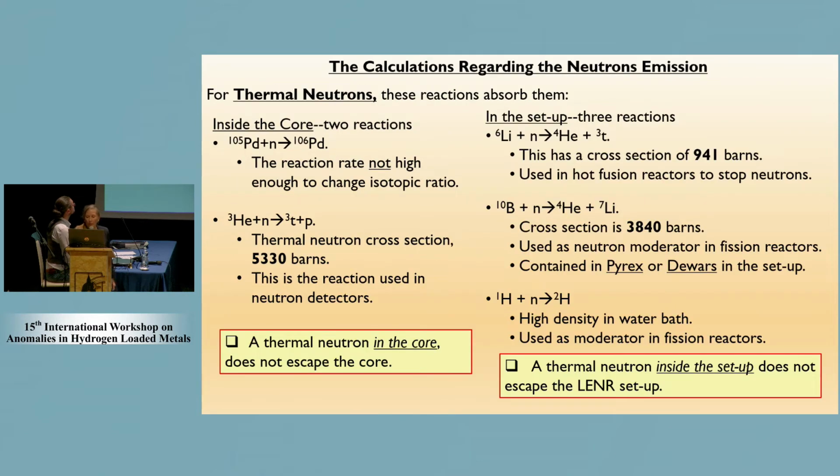Before we make any conclusions, let's examine the neutron emission from the LENR setup. I want to consider 2 types of neutrons, thermal and energetic. Thermal neutrons have a much larger reaction cross-section. There are not many thermal neutrons in the core, but for the few that are there, there are two main reactions that absorb the thermal neutrons, shown here.